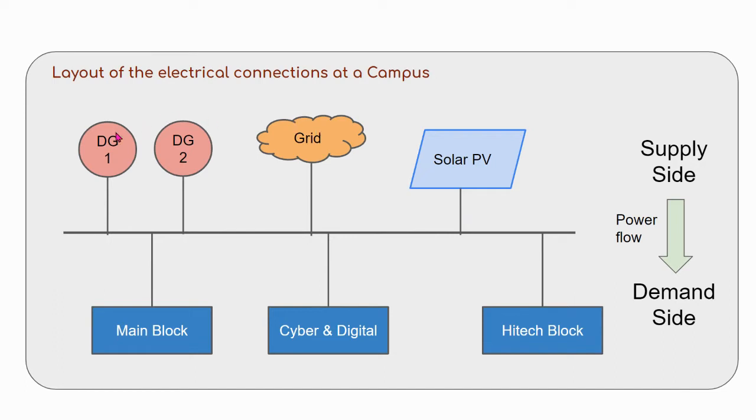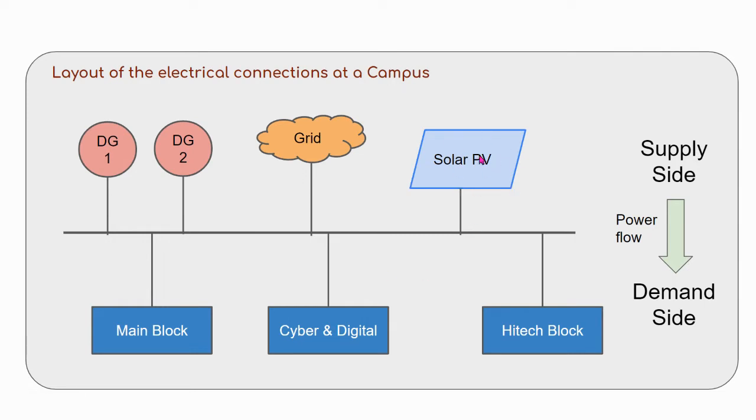At that time, DG1 and DG2 will be switched on so that you have an uninterrupted power supply to the demand. If these diesel generators are not available, then there is no backup. Your grid is gone, which means you don't get any power. You are completely in the dark.